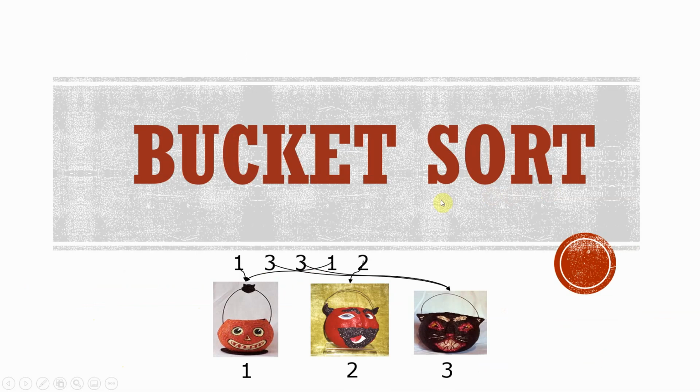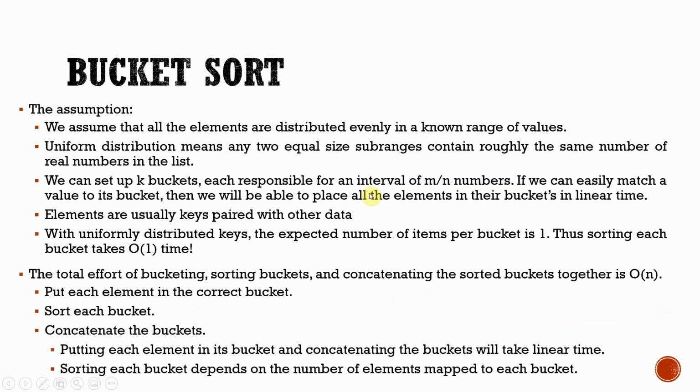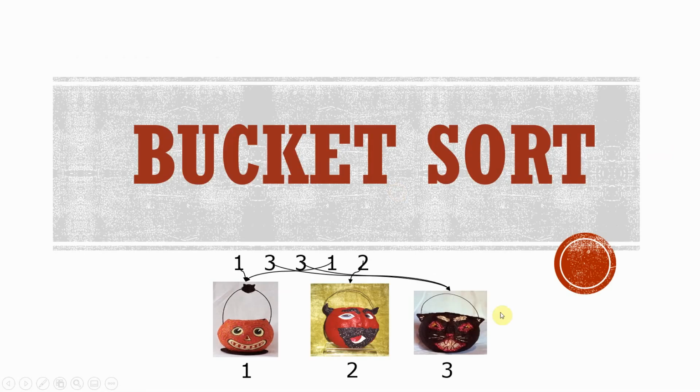So the next algorithm we want to see is bucket sort. In this algorithm, we assume that all the elements are distributed evenly in a known range of values. Even distribution, or uniform distribution, means that any two equal-size subranges contain roughly the same number of real numbers in the list. But this subrange means these buckets. If we have different buckets, we want to have almost the same number of elements in each of them, an even distribution among these buckets.